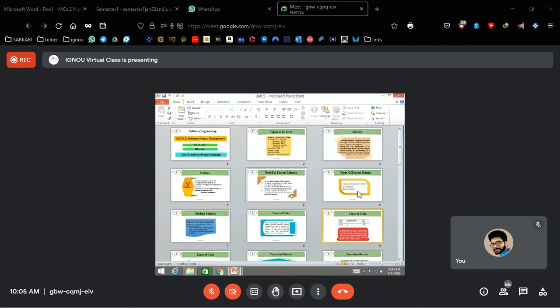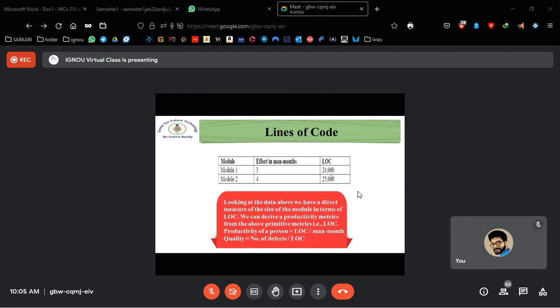So by knowing the lines of code we will be able to get an idea of the productivity of the person involved in the work. By knowing these values and how many people were involved or how many months, this way we can find out the kind of metric.